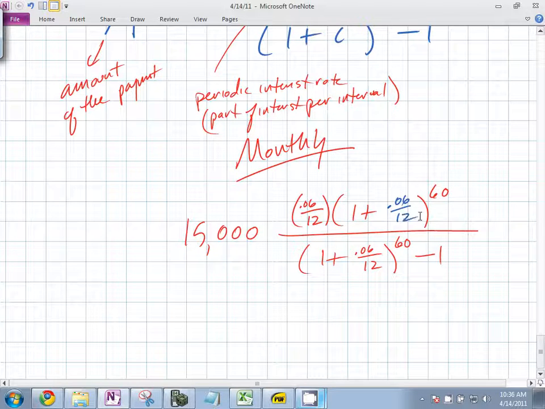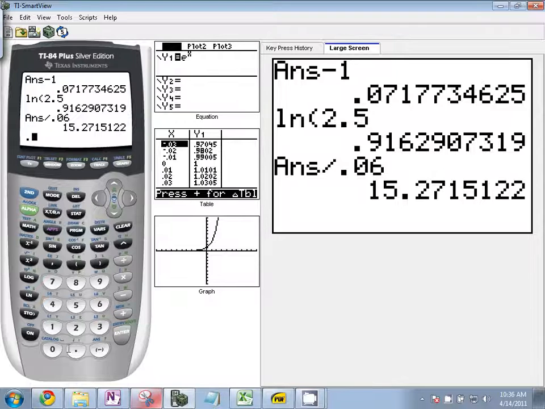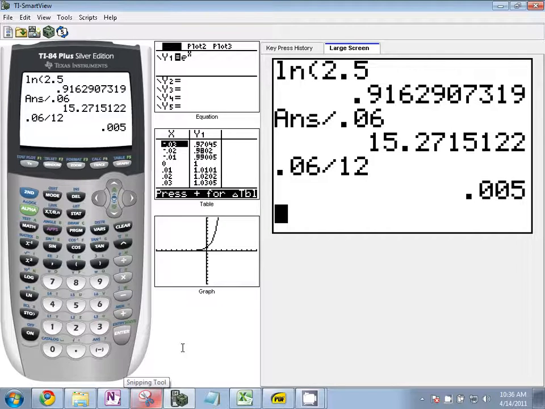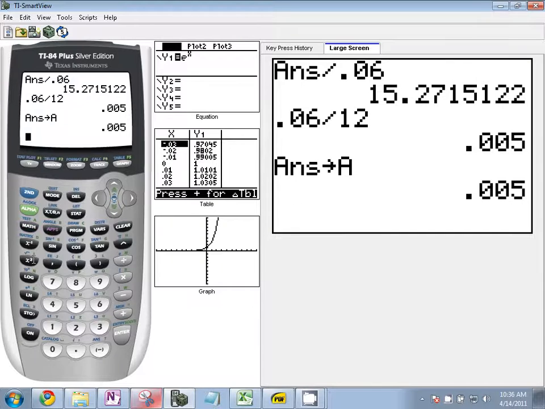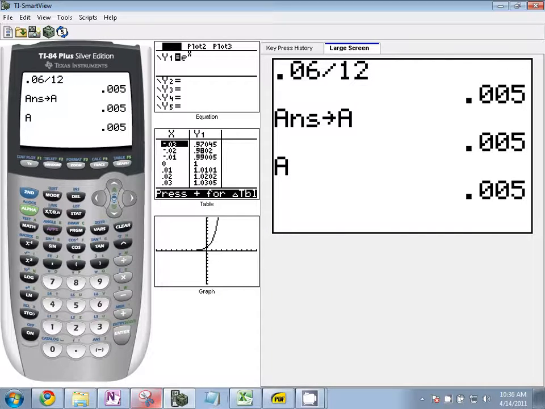So one way you can do this, should you type that whole thing into your calculator all at once? Please don't do that. It's a really bad way to go about doing this. This is how I would do it. 0.06 divided by 12 first on my calculator. 0.005. And I'm going to store that as alpha A. Every time I type A, what is it? 0.005. STO.